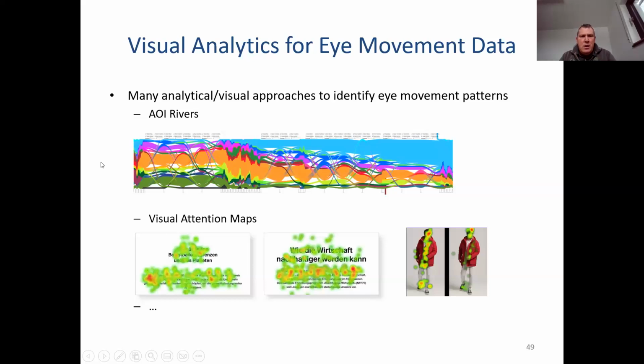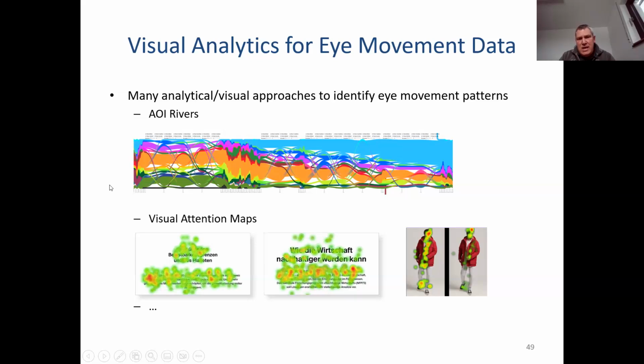Then there is something from information visualization, a tool that is called the AOI rivers. You see here the visual attention to different areas of interest. In this scenario here, you see, for example, that the visual attention to this light blue area in the stimulus gets more and more over time. When the time progresses, more and more people are interested in this light blue area here.